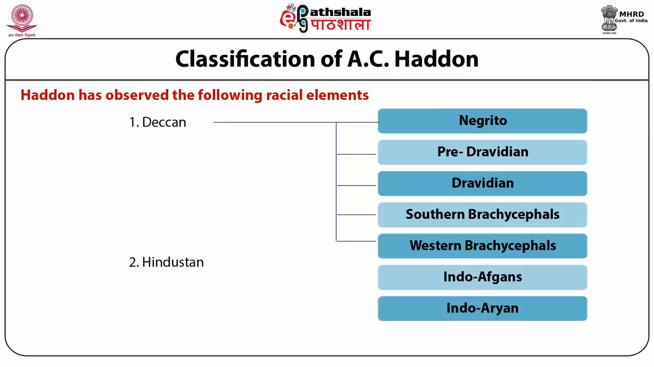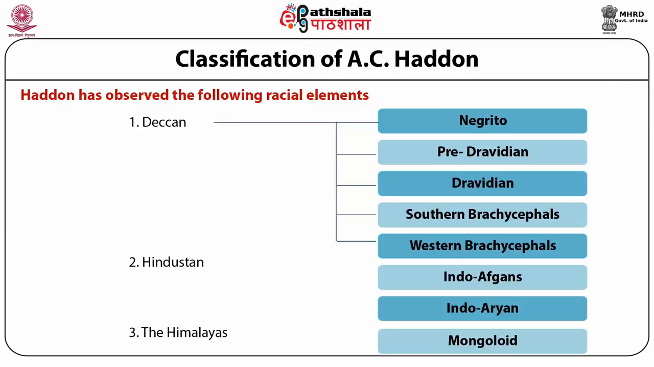Next is the Himalayan group. Haddon observed the following racial elements in the Himalayan region, like Indo-Afghan, represented by the Balti. Another Indo-Afghan example, the Kanets of Kullu Valley. They exhibit traces of Tibetan blood among them. Next is Mongoloid. This is the dominant element in Nepal, Bhutan and Sikkim.